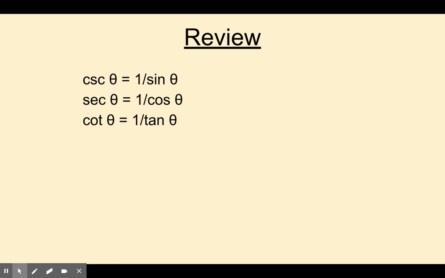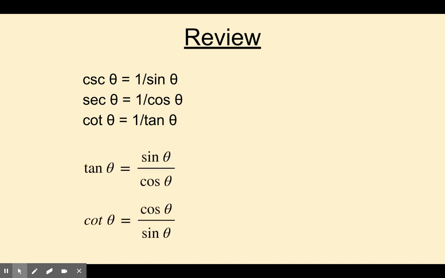So cosecant is 1 over sine, secant is 1 over cosine, cotangent is 1 over tan, and the reciprocals, right? So sine is 1 over cosecant, cosine is 1 over secant, and tan is 1 over cotan. We have the quotients, so tan is sine over cosine, and cotan is the reciprocal, so cosine over sine.